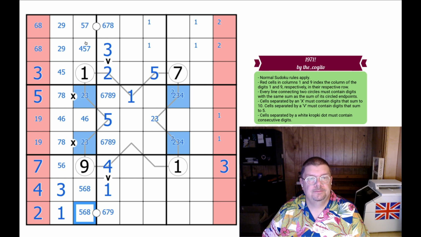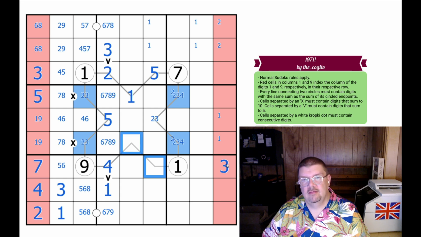Okay. All right. Where do I look next? How about this 10 clue? So we've got 4. These two need to add to 4 to become 10, so they sum to 6.